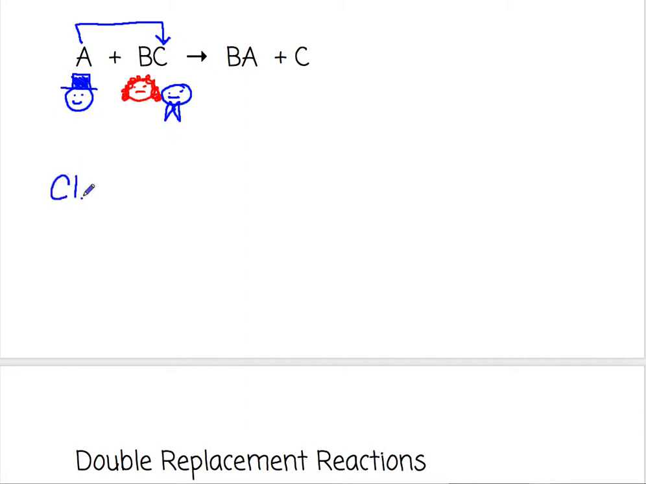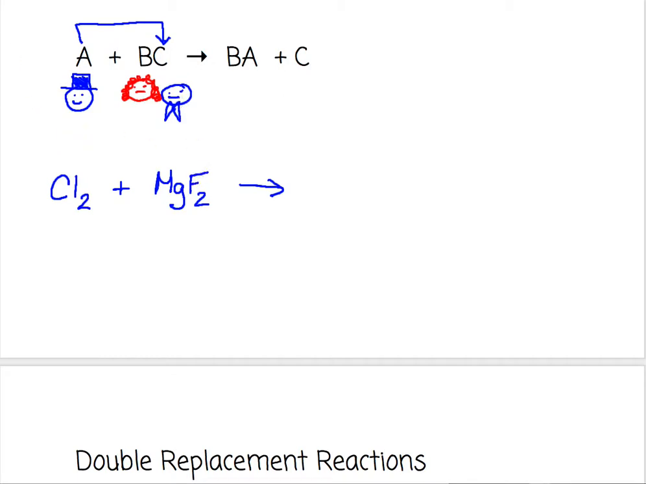Chlorine is a non-metal, plus magnesium fluoride, yields. Okay, so the chlorine is a non-metal, that's the boy. The girl is a metal, and this boy with this big hanging bow tie is another non-metal.